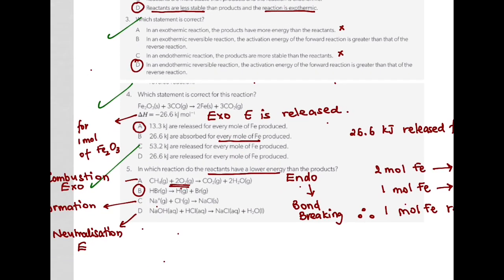Number 4, here you need to find the correct statement, and you can see here delta H is 26 kilojoule per mole. 26 kilojoule per mole means that 1 mole of iron oxide produces 26.6 kilojoules of energy. So it releases, because it's negative, so it's exothermic, so energy is released.